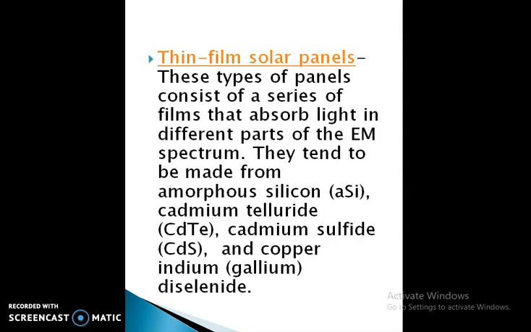Thin film solar panels. These types of panels consist of a series of films that absorb light in different parts of the electromagnetic spectrum. They tend to be made from amorphous silicon (Si), cadmium telluride (CdTe), cadmium sulfide (CdS), and copper indium gallium diselenide.